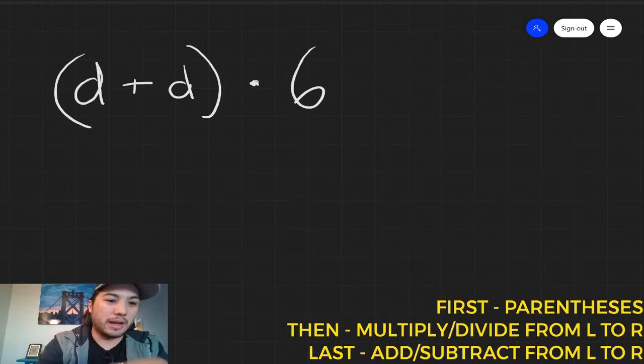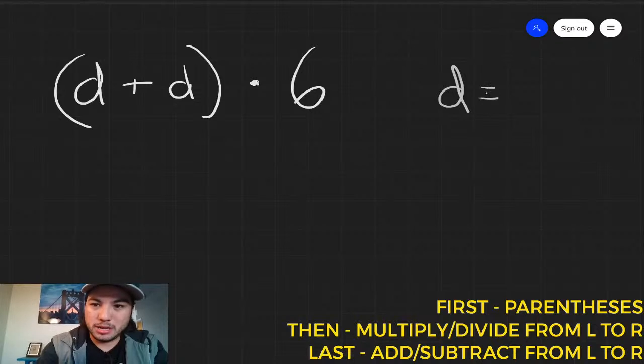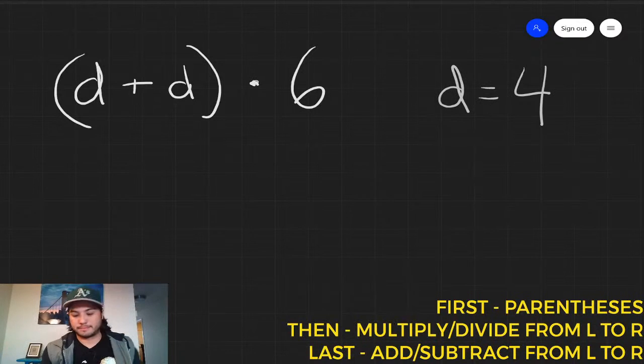So let's try, I'll leave that question hanging there, but let's try this. Substitute D equals 4. Substitute a 4 for both d's. So you're going to end up with 4 plus 4. Right? And then multiply by 6. And what do you get? What is your simplified answer?